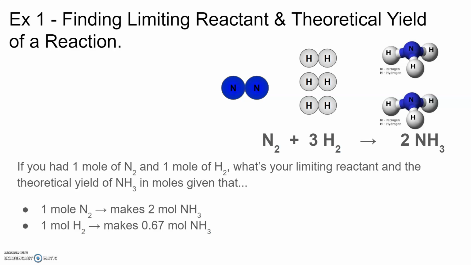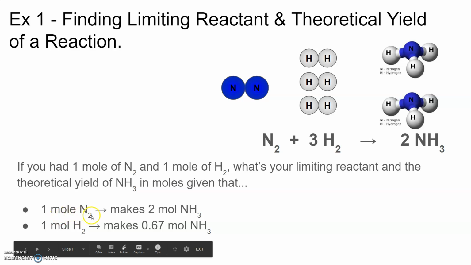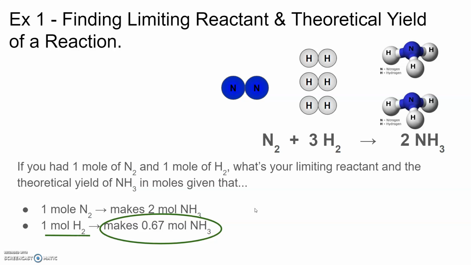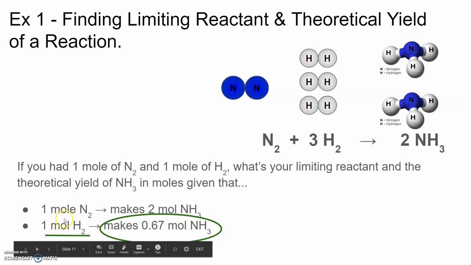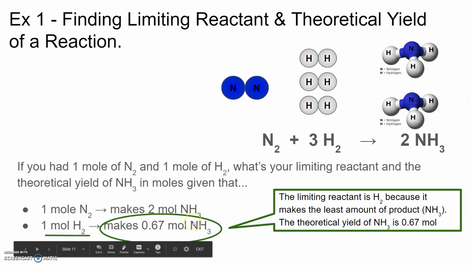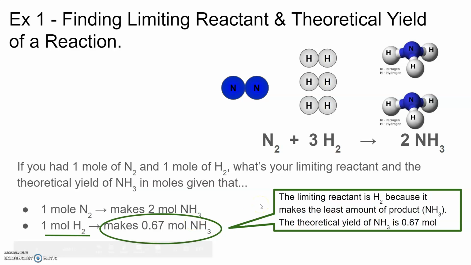So remember, the limiting reactant is the reactant that gives you the least amount of product. If you look at what they're giving us here, they're telling us 1 mole of N2 makes 2 moles of NH3, and 1 mole of H2 makes 0.67 moles of NH3. Well, the least amount of product it can make is the 0.67 moles of NH3. So that tells me that my limiting reactant is the reactant that makes that amount. So the H2 is my limiting reactant. And the 0.67 moles of NH3 is my theoretical yield because you can't make more than you have.